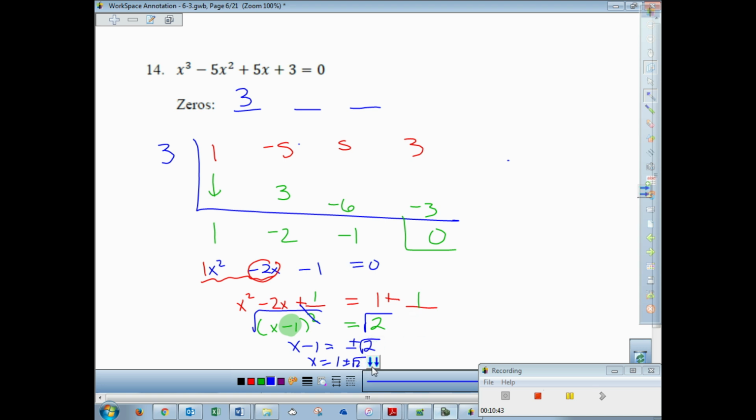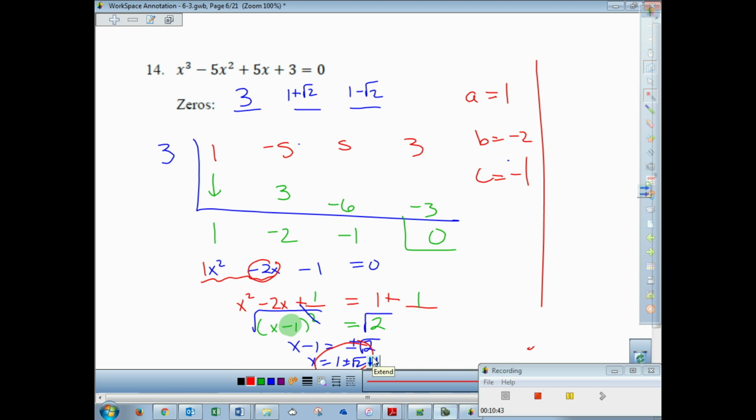1 plus or minus the square root of 2. Here's your 2 roots: 1 plus the square root of 2 and 1 minus the square root of 2. And I'm telling you, if you'd done the quadratic formula, you'd have got the same thing. Right? I don't care which one you use. If you want to use the quadratic formula, use it. If you don't like completing the square, use the quadratic formula. You will still get 1 plus or minus the square root of 2 when you use it.